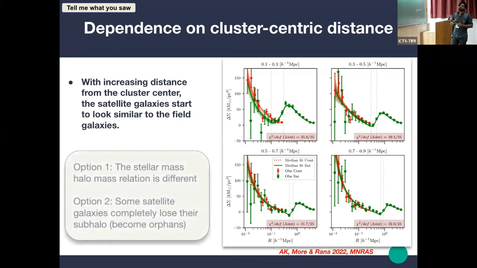Okay, so this can happen because of two reasons. One is that the stellar to halo mass relation followed by the satellites and these non-cluster galaxies are different. The other is invoking some kind of galaxies known as orphan galaxies. I will talk about these one by one.